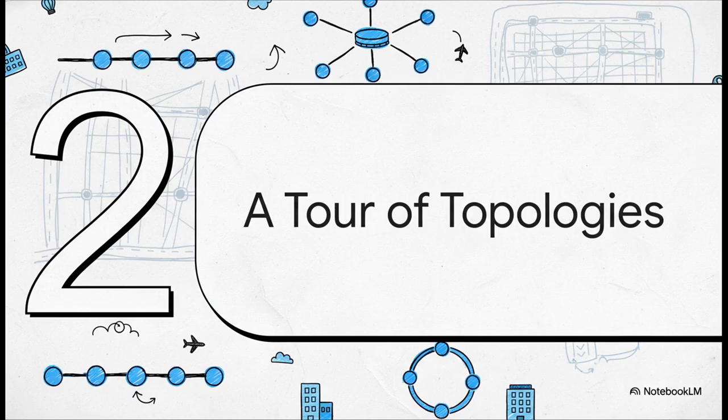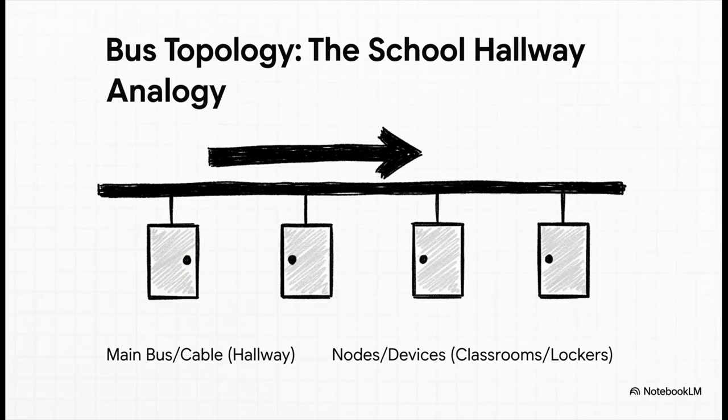All right, so let's take a tour of the most common network shapes. Think of it as a guided trip through the different ways we build these digital cities. So for our first stop, I want you to imagine a long, single school hallway. Every single classroom has a door that opens up onto this one hallway. Got that picture? That's our first topology.